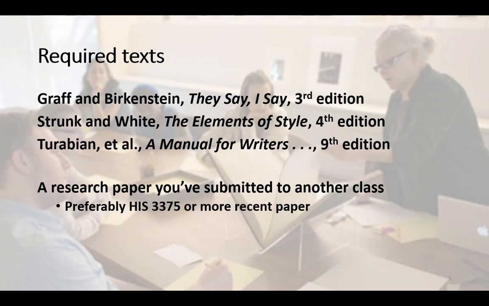Different disciplines use different style sheets. Historians generally use Turabian, the Chicago Manual of Style. Style sheets like the APA or the MLA style sheet that you've used in non-history classes do not apply in this class. Your final required text is a history research paper you previously submitted for a grade and that you want to deepen, expand, and revise, as I said a little while previously.